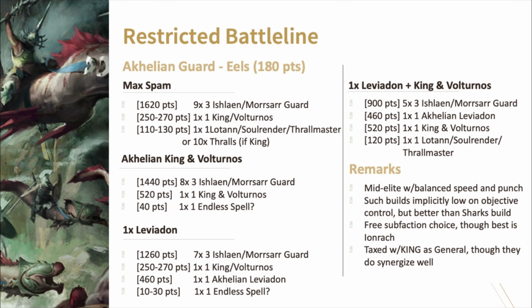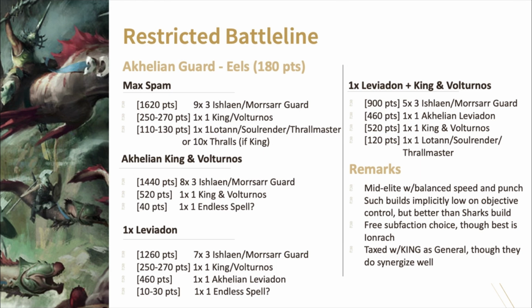But otherwise, we're getting 7 copies of the eels, and then 10 to 30 points left over for an endless spell. I think the cheapest endless spell at this point is 30, used to be 20, so you're only getting to do that if you took the Slap King, which you're probably doing anyway. And then we've got one Leviathan with both the king and Volturnos, which puts us down to 5 copies of Eels. And then you have 120 points left over for something like Loton, which of course is boosting the efficiency there.